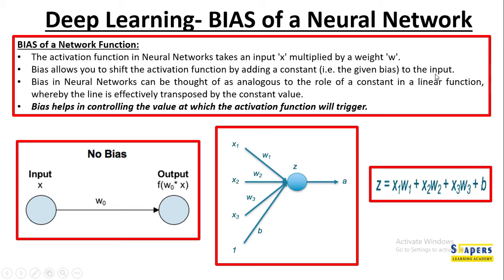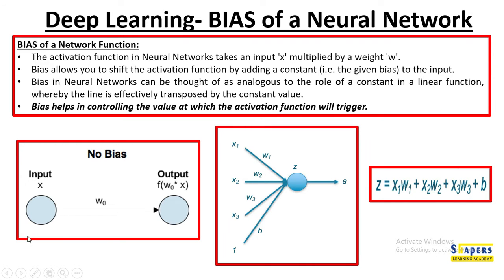As we know, a neural network is a concept of optimization, and for optimization to happen successfully, an activation function will need to have an element called bias. Bias helps in controlling the value at which the activation function will trigger. Very obvious, right? The activation function is the actual function which determines the output, or which determines when the neuron has to trigger, and bias is an element which helps in controlling the trigger.